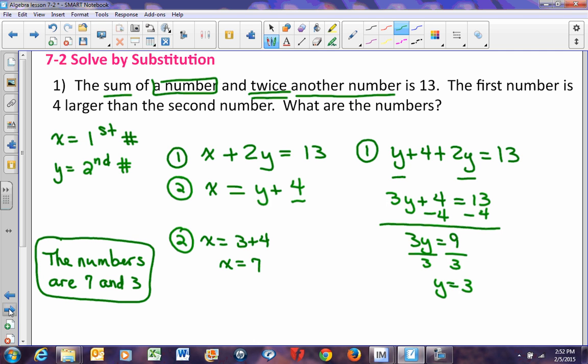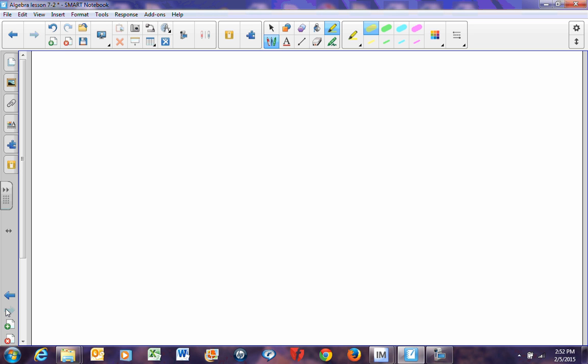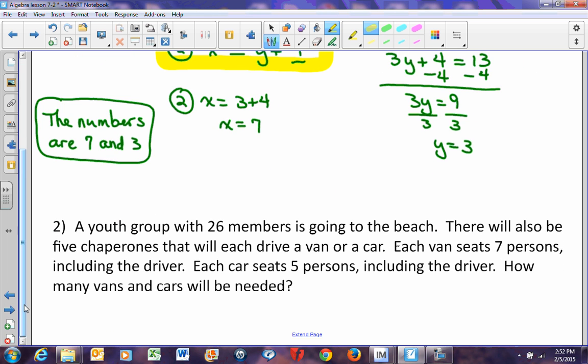They're not hard if you can get to the equation form. If you can get to this portion right here, you can solve it. If you can write the equation, you're halfway home. Let's take a look at another problem down here.